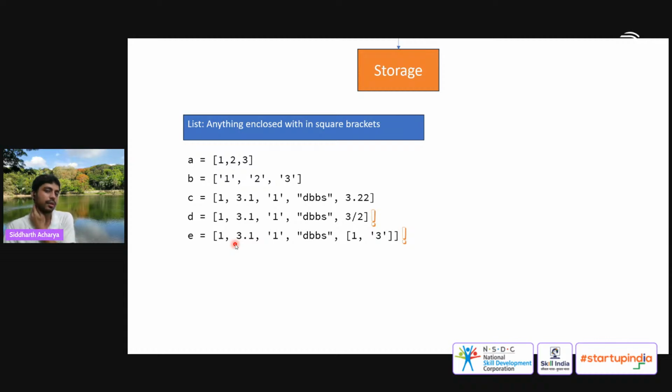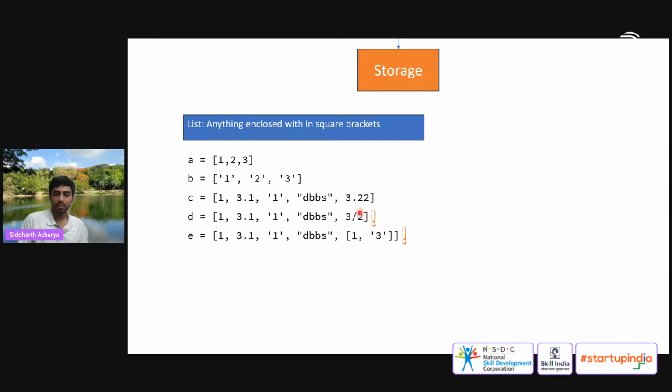A list is anything enclosed in square brackets. This is a list. These are some of the examples of list. You can store anything inside a list. It need not be of the same data type. It can be of any data type, and it can be of any length. Theoretically it's any length, but practically it's restricted by the amount of RAM you have in your computer.